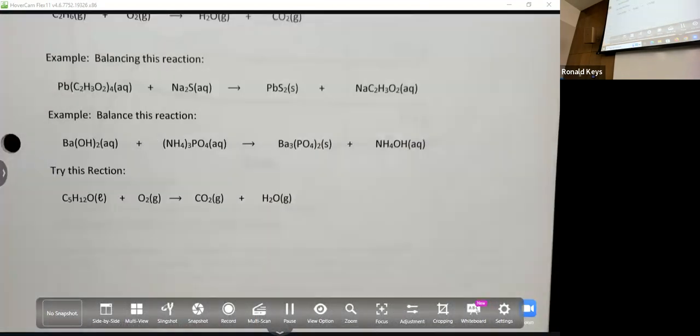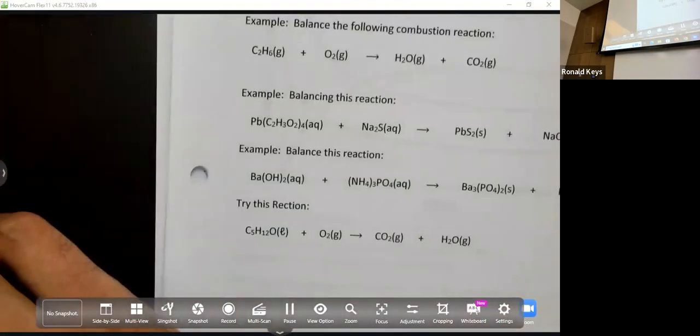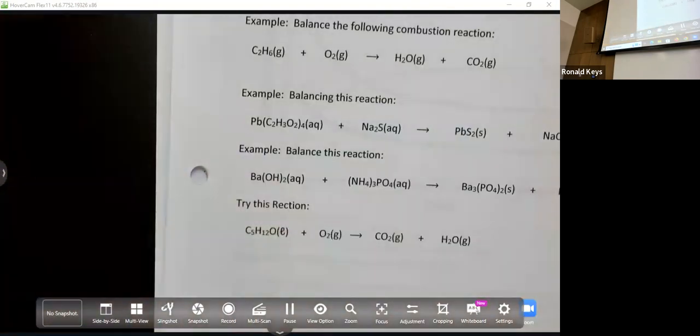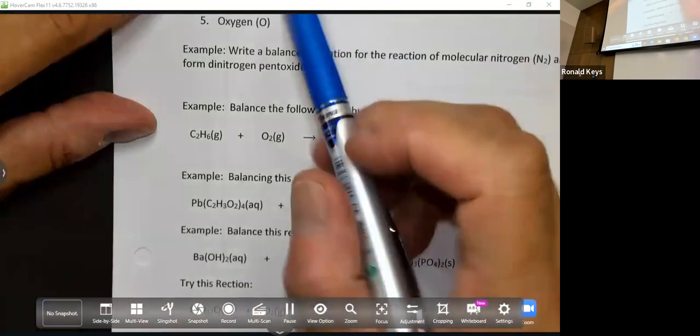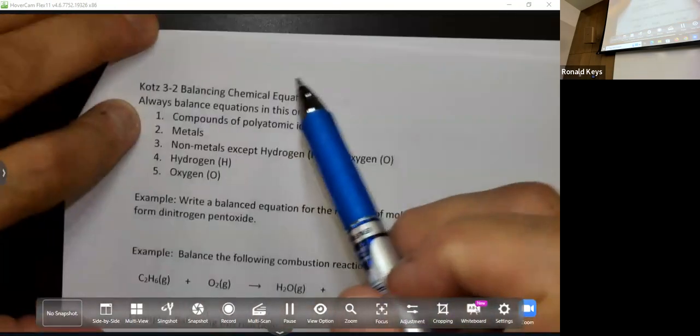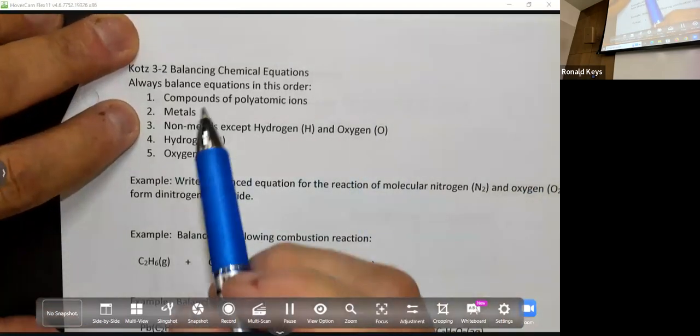All right, let's turn the page. We're going to balance equations here. Some of you are really good at this. If you need more practice, I have some practice ones out in Canvas. So this is the order you should do this in. It makes it really pretty fast.